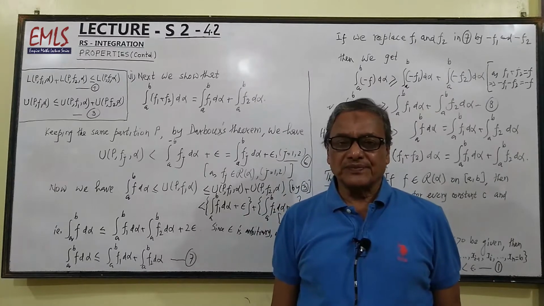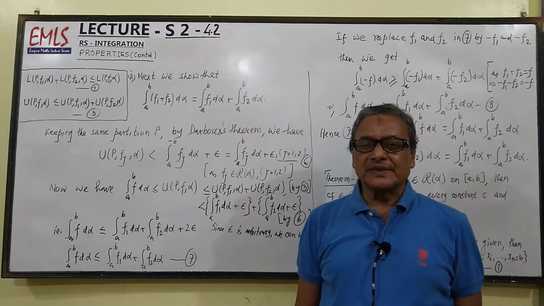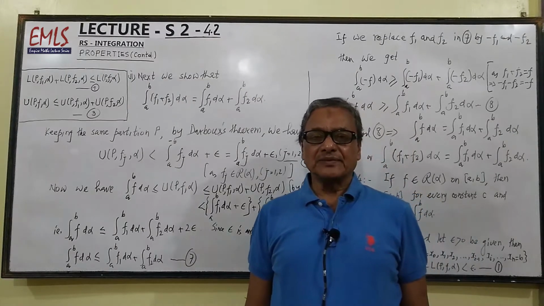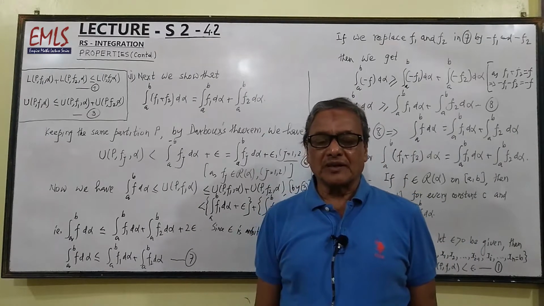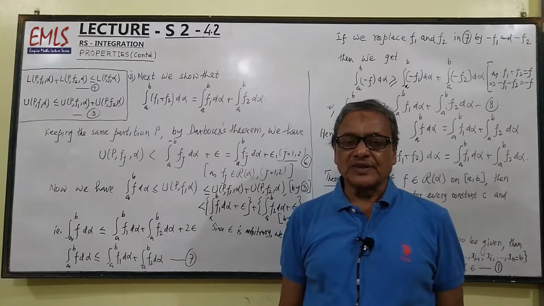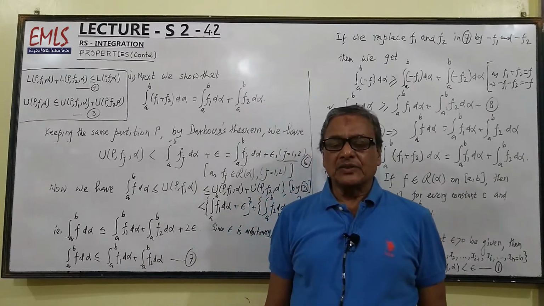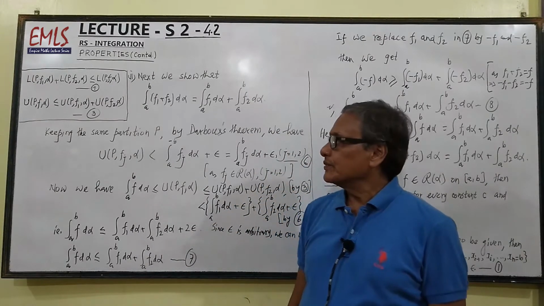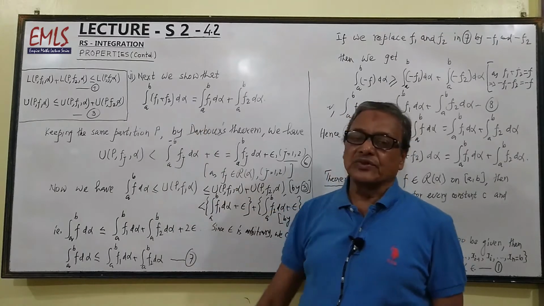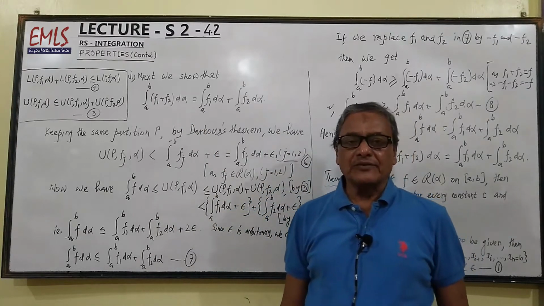In the last video we were discussing theorem number 3. The statement is: if f1 and f2 belong to R(alpha), then f1 plus f2 belongs to R(alpha) on interval [a, b]. And number 2, the integral from a to b of (f1 plus f2) d alpha is equal to the integral from a to b of f1 d alpha plus the integral from a to b of f2 d alpha.